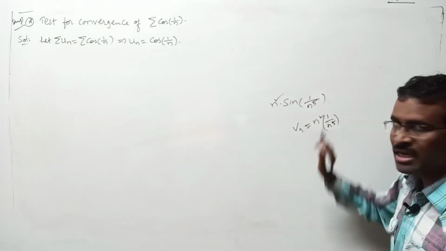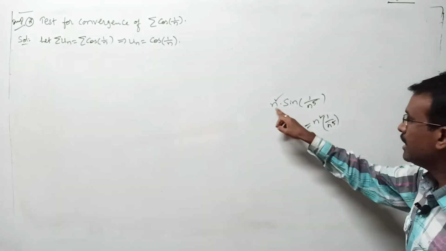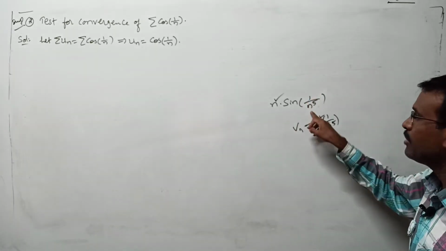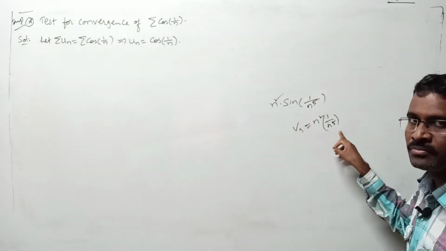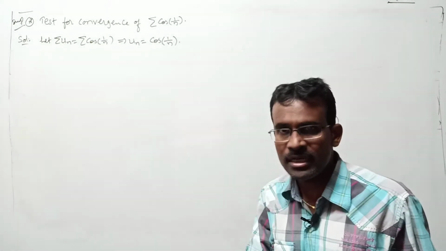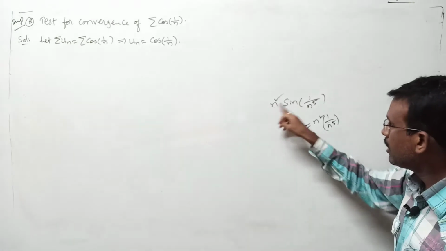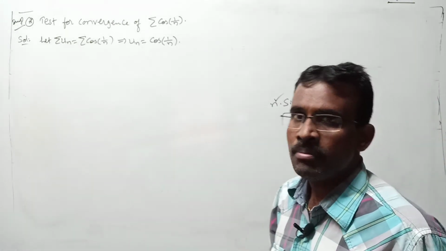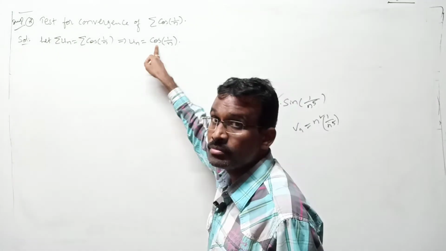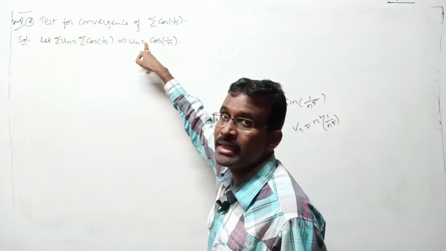This is the same thing for tan ratio also. If n square into tan of 1 by n power 5 is there, Vn is selected as n square into 1 by n power 5. For tan ratio and sin ratio, its coefficient part and inside ratio product take as Vn. This is the blind condition. But if a cos ratio is there, only its coefficient part is taken as Vn.